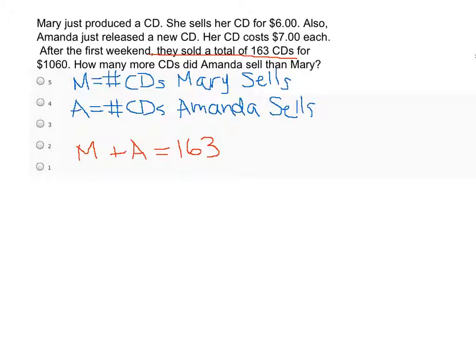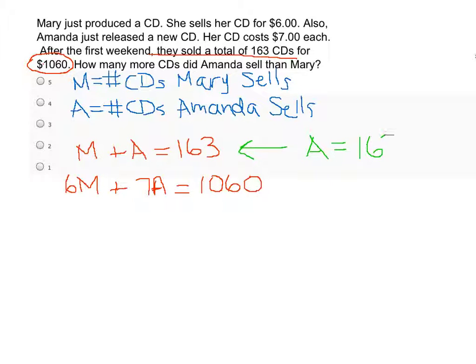Now we also know that Mary's CDs cost $6, so we can represent that by 6M, and Amanda's CDs cost $7, so $7 times the number of CDs Amanda sells, and we know that will equal $1,060. So now we have our two equations, and we can begin to solve these equations using substitution. So let's set this first equation equal to A by subtracting M from each side, so we get A equals 163 minus M. Now we can substitute this in for A in the second equation.